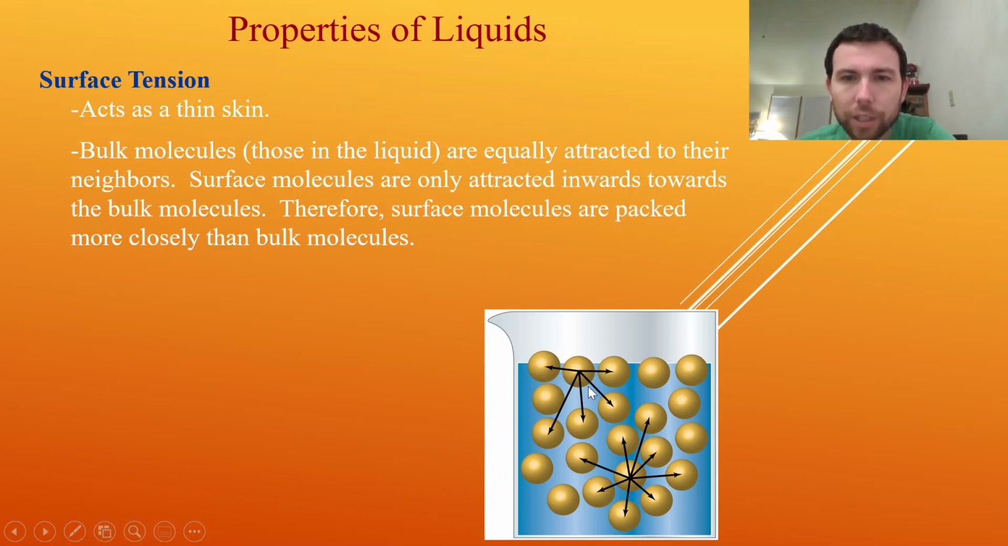And so if you notice the surface here, the molecules are much closer together, whereas below the surface, the molecules are a little bit more spread apart. And so these molecules up at the top can form and make surface tension, which can serve as that thin skin on our liquid.